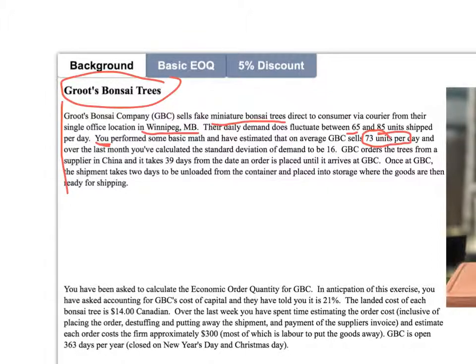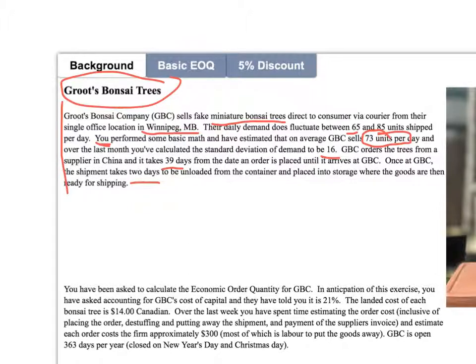And last month you calculated a standard deviation of demand to be 16. Might not need that, depends on what we're going to do. For EOQ we don't need that, but if we were doing something like safety stock we would. GBC orders trees from a supplier in China and it takes 39 days to arrive. But once it's at GBC, so Groot's Bonsai Trees, it takes 2 days to be put away.